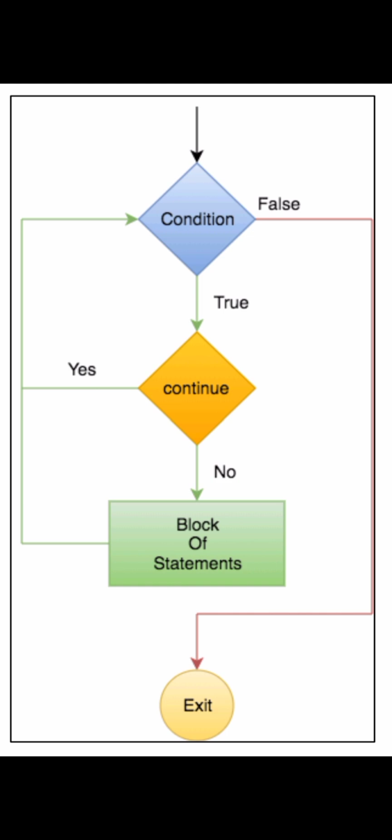Second one, continue. It causes the loop to skip the remainder of its body and immediately retest its condition prior to reiterating. The continue statement in Python returns the control to the beginning of the loop. The continue statement rejects all the remaining statements in the current iteration of the loop and moves the control back to the top of the loop. Loop does not terminate but continues on with the next iteration. The continue statement can be used in both while and for loops.